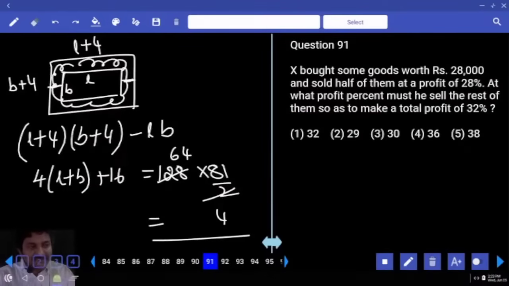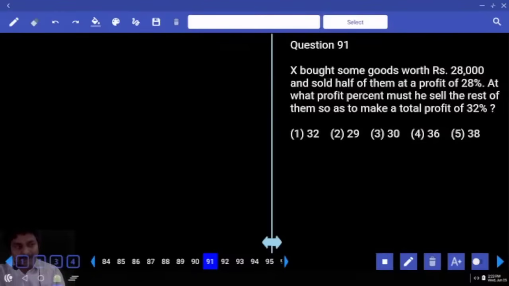X bought some goods worth 28,000 and sold half of them at a profit of 28%. At what profit percent must he sell the rest of them so he makes a total profit of 32%? I told you already many times, don't bother about the price in rupees, because the answer is in terms of percentage. Data is also in terms of percentage.